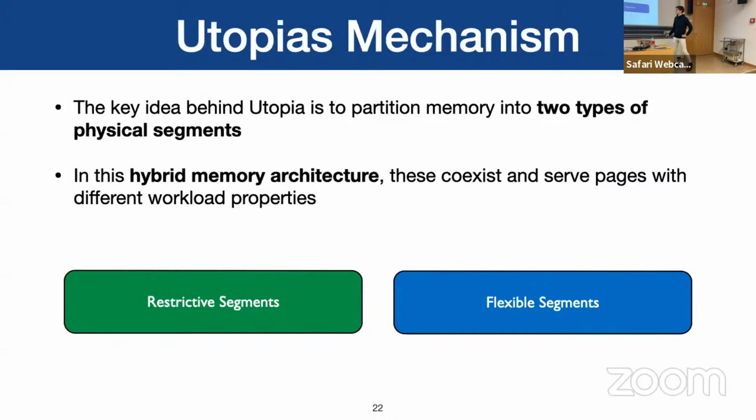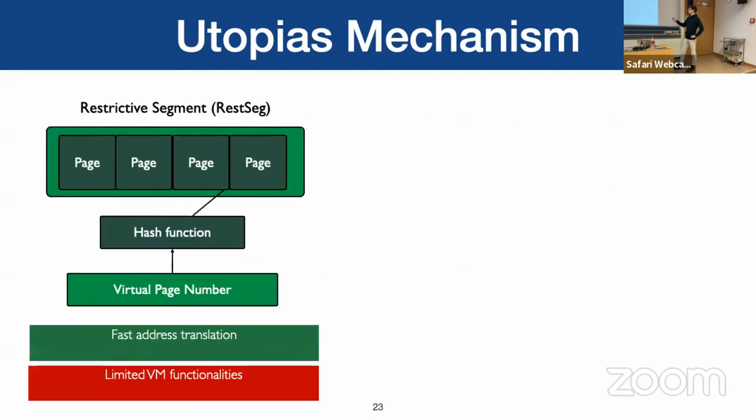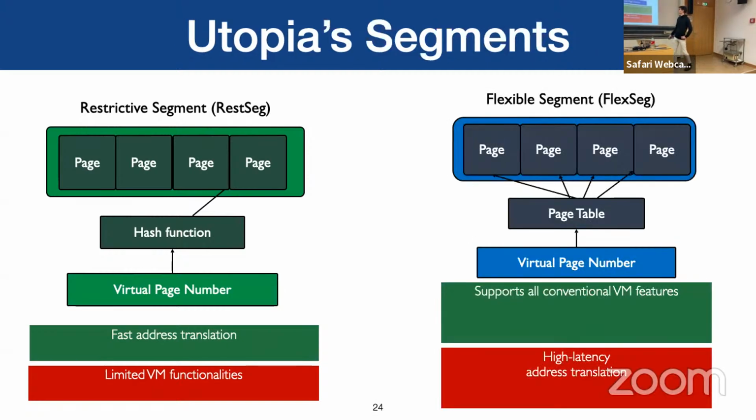So let's look a bit closer at these different segments. Here we can see an outline of the idea of the restrictive segment, where we get a virtual page number, map it through the hash function, and thereby obtain the physical page. And in a parallel mechanism, the flexible segments enable us to still use the page table to get to our physical page. And the drawbacks are as mentioned. So now we can actually use the segments according to our needs for these pages, and then we can get both advantages of the two approaches.